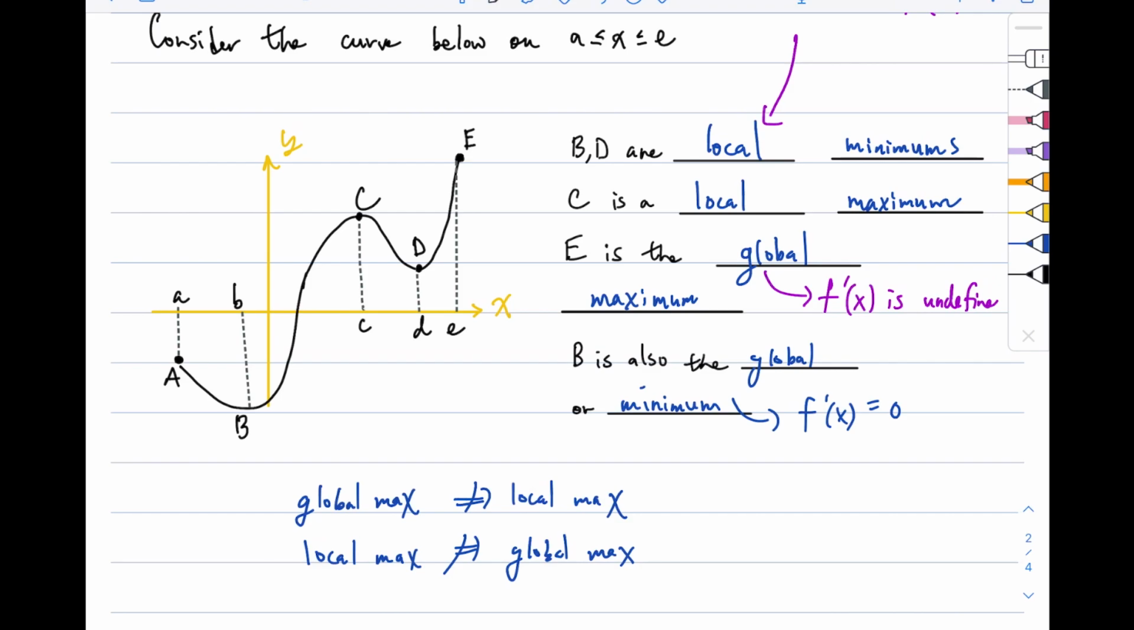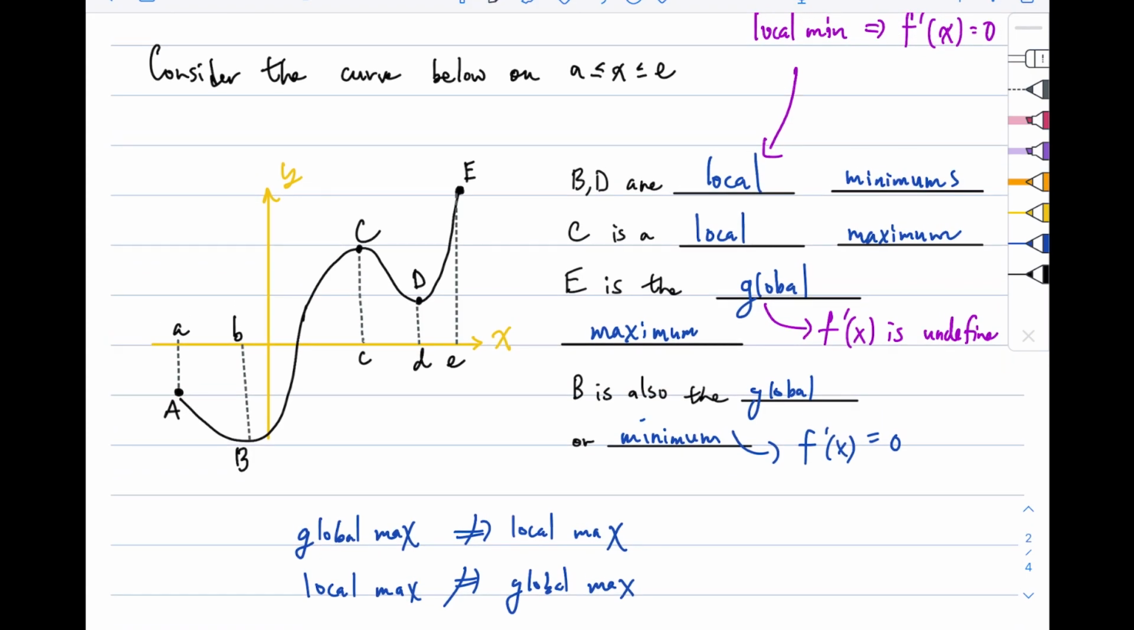Local max and mins and stationary inflections are stationary points. The first derivative will always be 0. With global max and mins, you don't know. Maybe the first derivative is 0. Maybe it's undefined. Who knows?